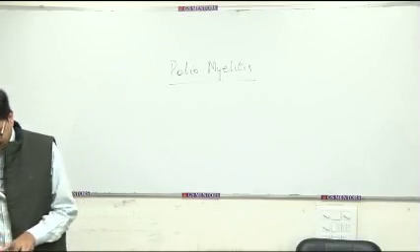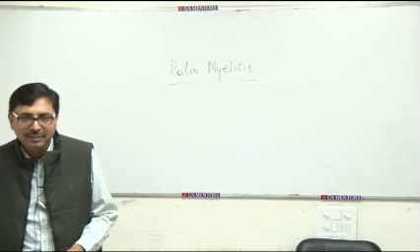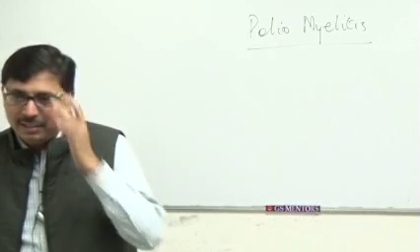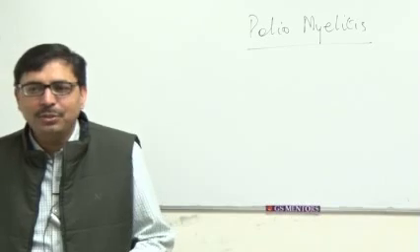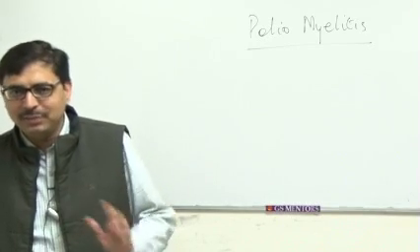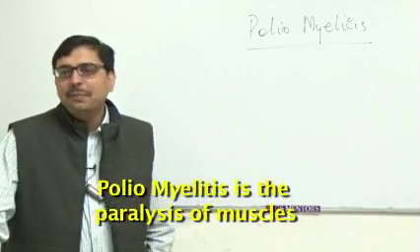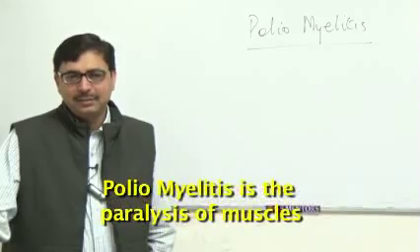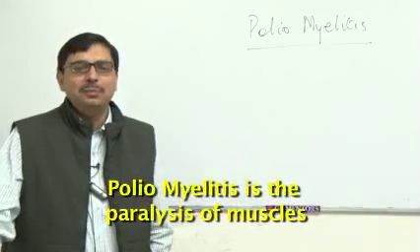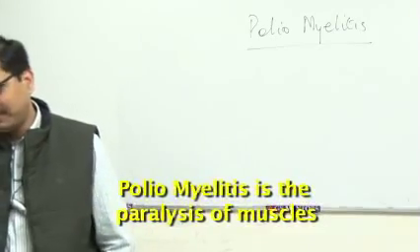Poliomyelitis, what is this? It is actually a viral infection, and this viral infection spreads through contaminated food and contaminated water. This is one part. But this infection then leads to paralysis of the muscles, and when there is paralysis of the muscles, that is what we call polio or poliomyelitis. First part.